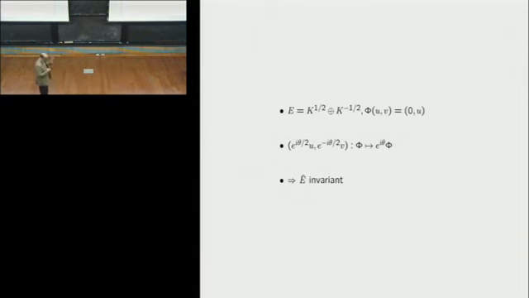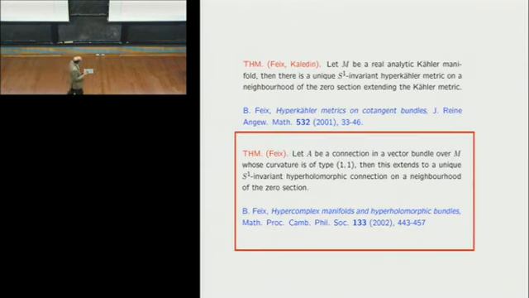So although the behavior may be quite complicated in general, if we throw in this invariance, that might simplify the situation. And there's one final point I want to make about this invariance, and this relates to a theorem of a former student of mine a long time ago, which says that, first of all, there's a statement about finding a hyperkähler extension of any real analytic Kähler manifold. So if you have a real analytic Kähler manifold, then there's a unique circle invariant hyperkähler metric on a neighborhood of the zero section of the cotangent bundle.